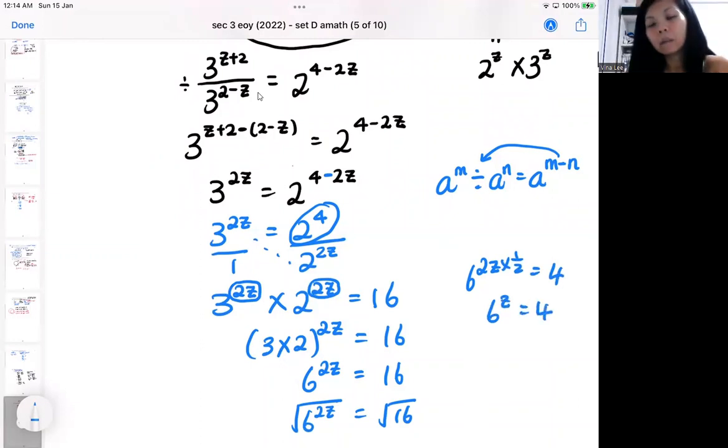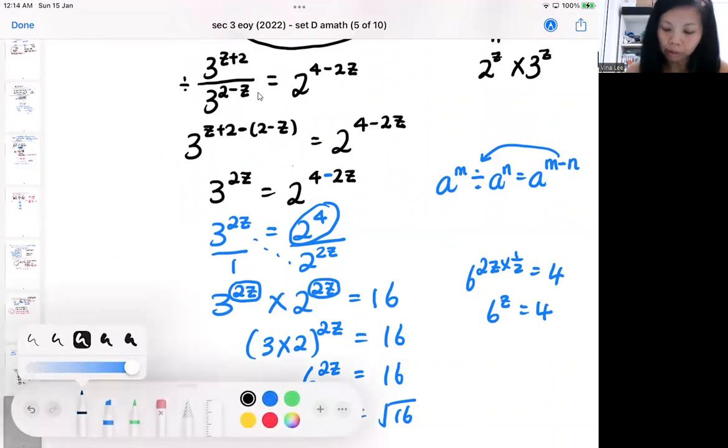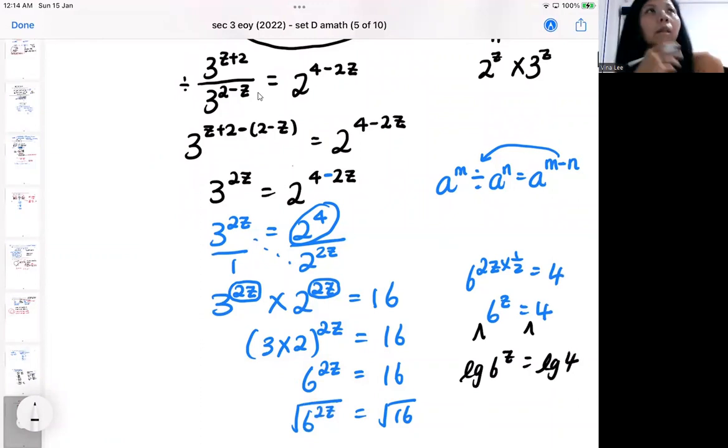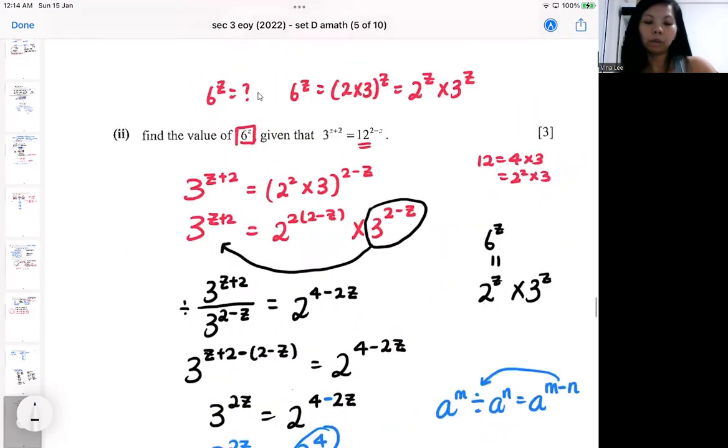Sometimes after this, they might get you to do some solving. The solving will be to log both sides, similar to one of the previous questions, I think question 3 or question 4. Sometimes they will proceed to ask you to solve for the values, and of course then they will give you more marks.